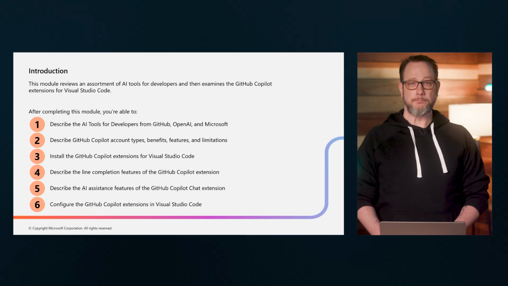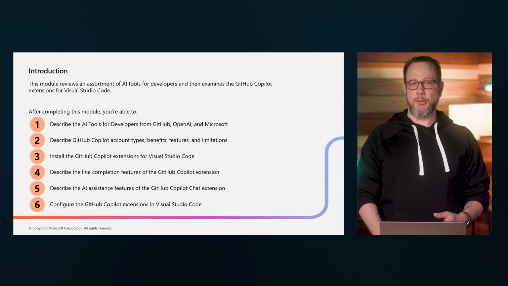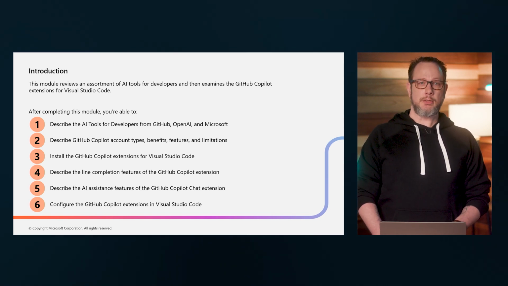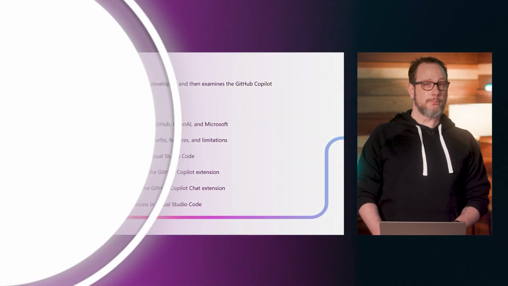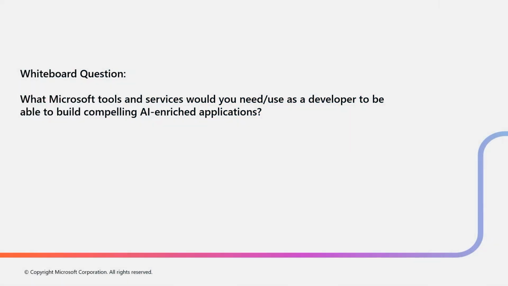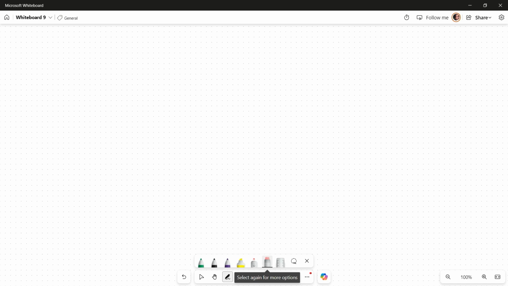Now, when we think about the different tools that you as a developer need, I'm going to switch to my whiteboard for a second and actually get some input from all of you. Before going through the actual presentation content, let's get you moving and thinking a bit about the following question. What Microsoft tools and services would you as a developer need or use to be able to build compelling AI-enriched applications? You could help me here a little bit, getting you into that whiteboarding mode. Even on your end, you could take a little piece of paper and a pen, writing down some of those keywords, or obviously taking a little notepad on your laptop.